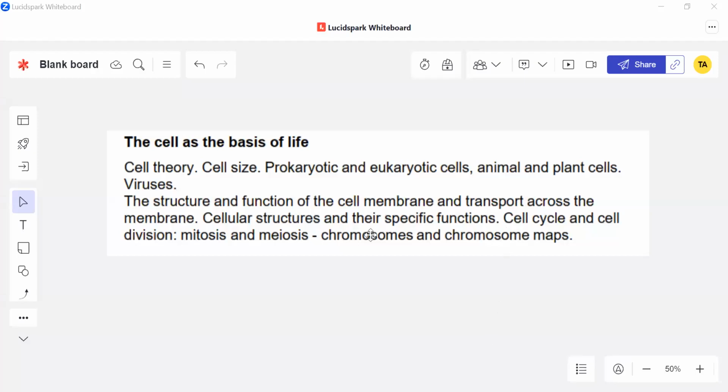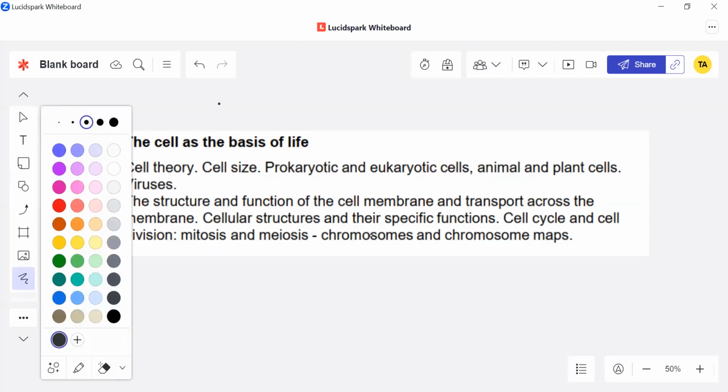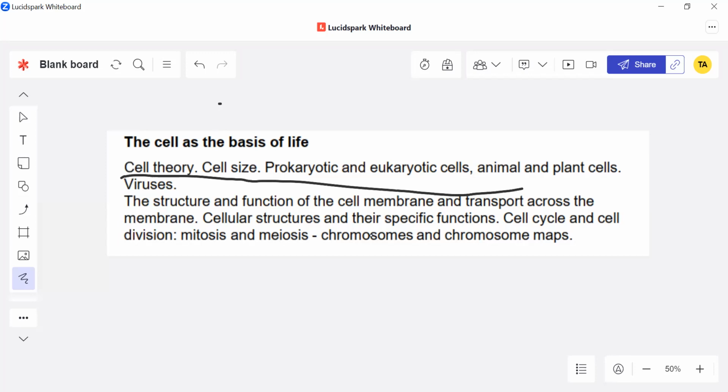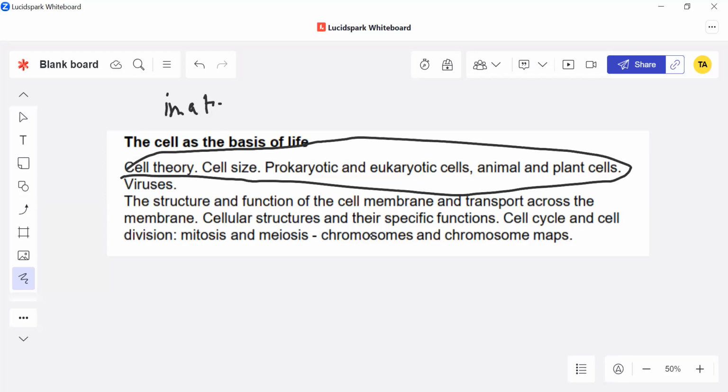All right, let's start. So, in the last class, I did a lot of stuff. I did all of this, right? This is chapter number 2, by the way, of the IMAT syllabus. I did this part: cell theory, cell size, prokaryote, eukaryote, animal and plant cells. I also did viruses, all of this. I did that. I did transport across the membrane in the last class.